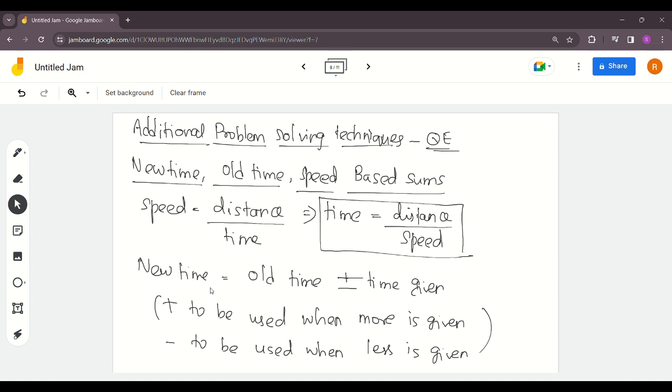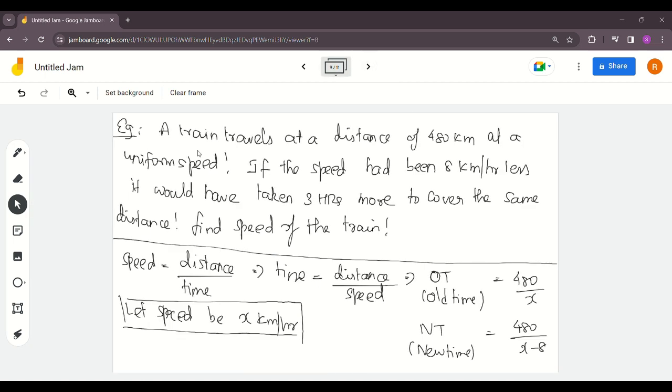Now this is the technique that I am telling: new time equal to old time plus or minus given time. Plus is to be used when more is given, minus is to be used when less is given. Now let us look at the question to understand this concept better. A train travels a distance of 480 kilometers at a uniform speed. If the speed had been 8 kilometers per hour less, it would have taken 3 hours more to cover the same distance.